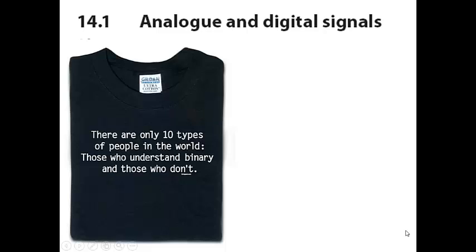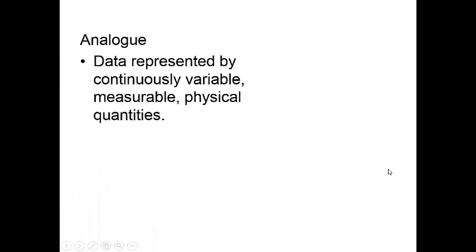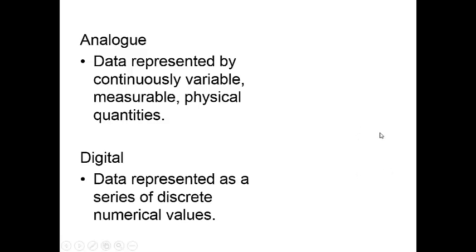First of all, I'm going to explain the difference between analog and digital signals. So, analog is data represented by continuously variable, measurable physical quantities. Okay, so it could be the change in pressure, it could be the change in volume or frequency. So these are constantly changing values. Digital is data represented as a series of discrete numerical values. So it doesn't show constant change, it shows a series of clear numerical values.